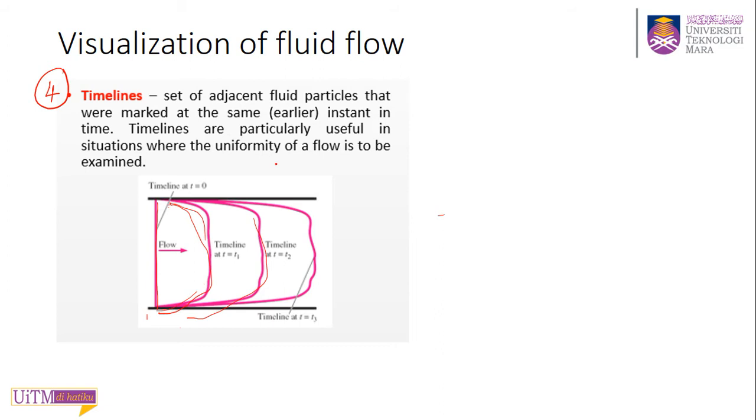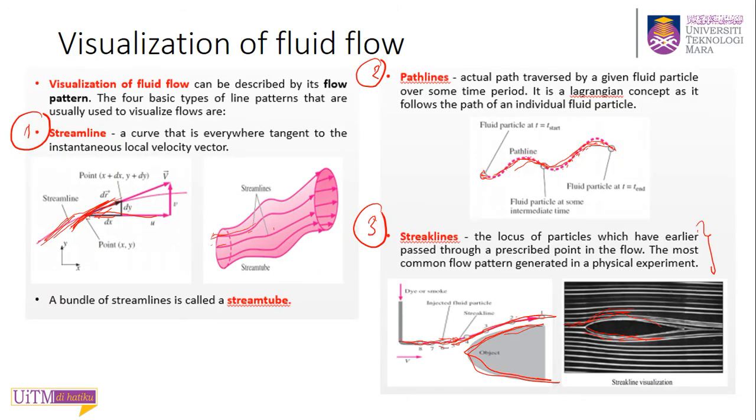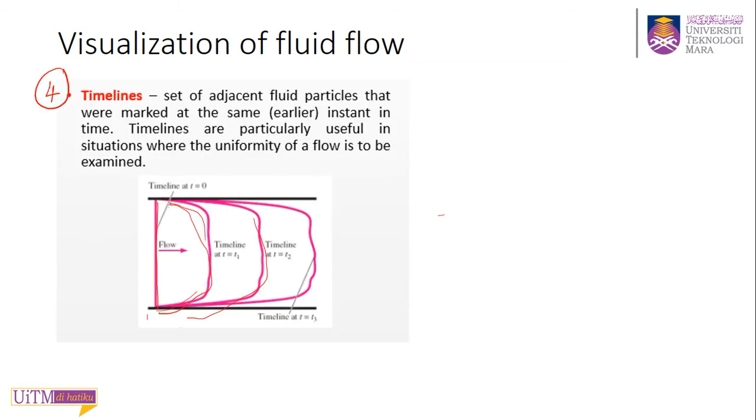It's normally useful in a situation where the uniformity of a flow is to be examined. So you want to examine the uniformity of a flow at certain times, so you use the timelines. So that's 4 different types. In this chapter, I repeat again, there are streamlines, path lines, streak lines, and also timelines. Any questions before we go?